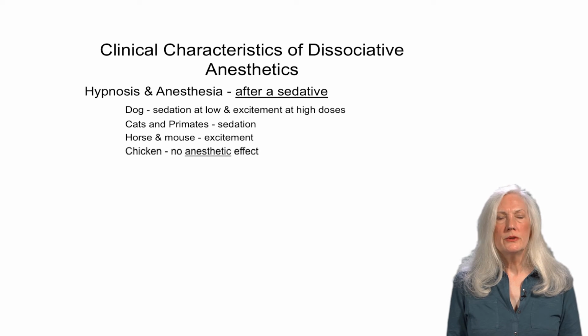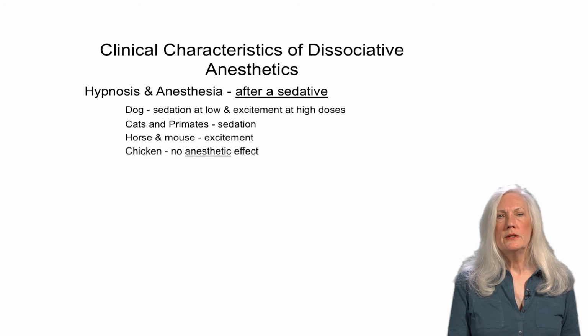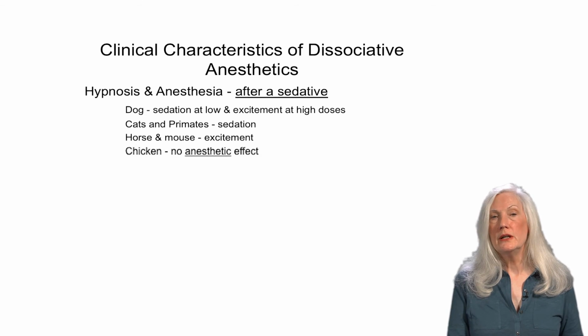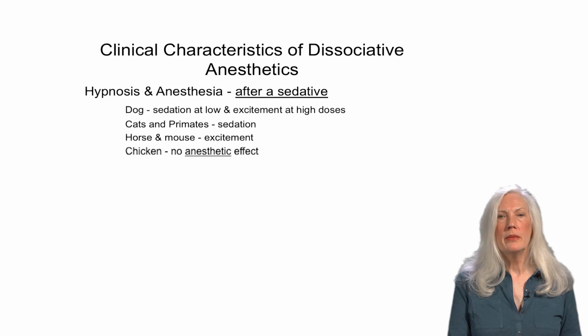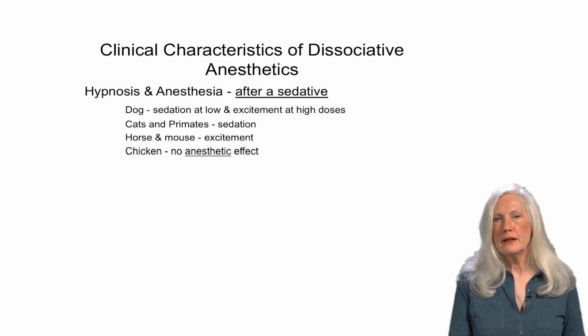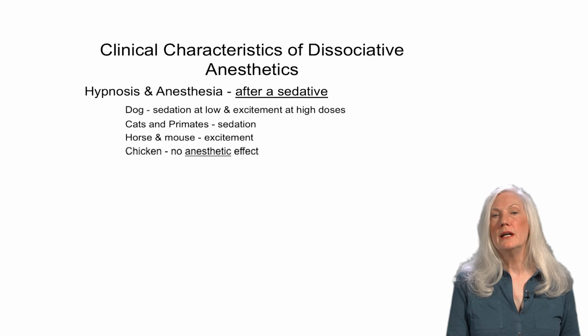What are all the things that these drugs do? Regarding their clinical use as hypnotics and anesthetics, you need to consider their species variability. Dogs are sedated at low doses, but as the dose is increased, the degree of excitation is actually increased. Cats and primates are primarily sedated at all doses. Horses and mice are excited by these compounds unless they're also given a strong sedative to counteract these excitatory effects. And interestingly, they have no effect in chickens, which may be a way of experimentally identifying the anesthetic mechanism, using the chicken brain as a negative control.